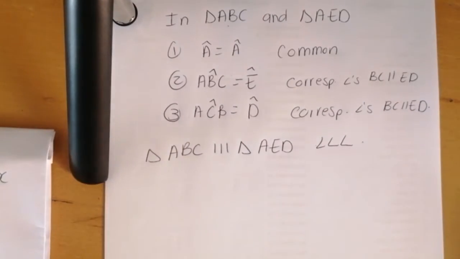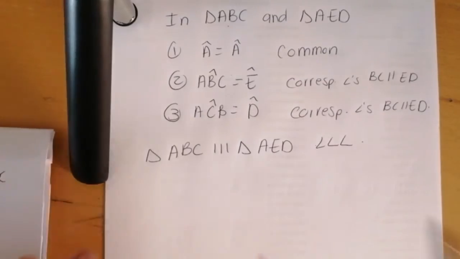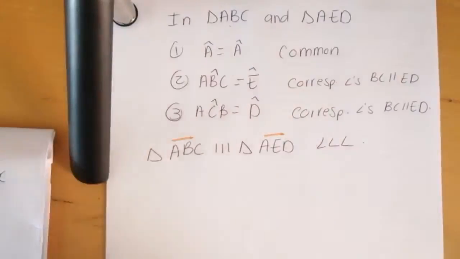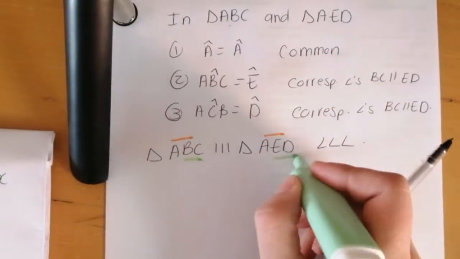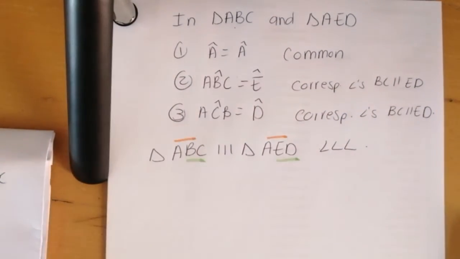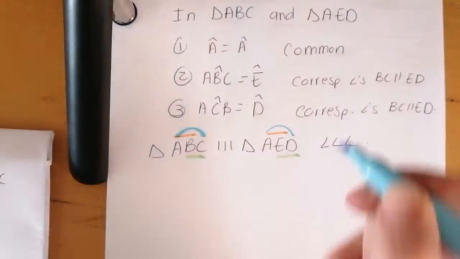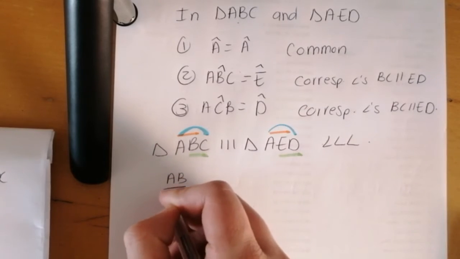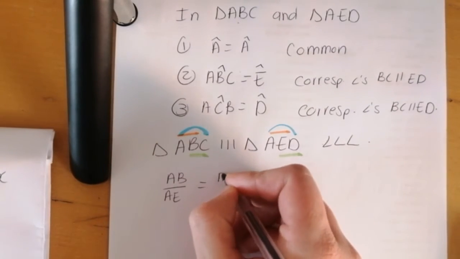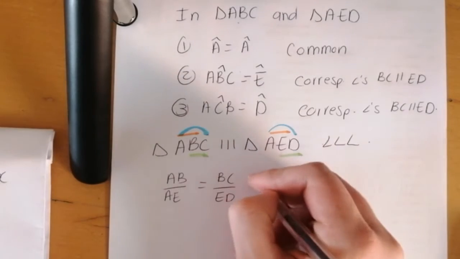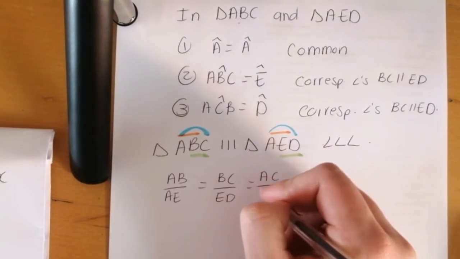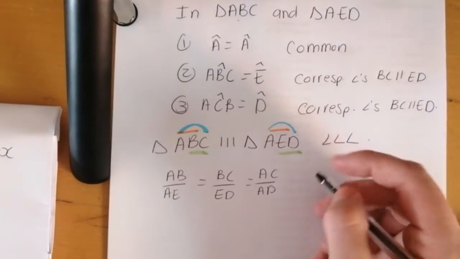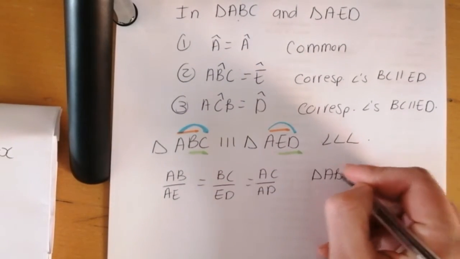Now from this, can you guys remember what we did in the first term? AB over AE is equal to BC over ED, which is equal to AC over AD. Can you guys remember that? So AB over AE is equal to BC over ED, which is equal to AC over AD. And that is because the triangles are similar.